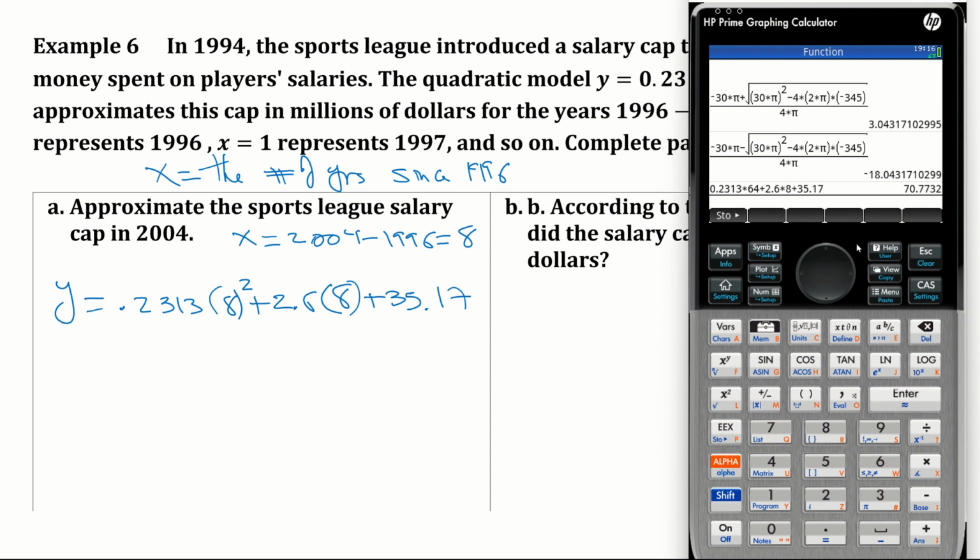We hit enter, so we get 70.77. With money, we usually don't go more than a couple of decimal places. So approximately $70.77 million.